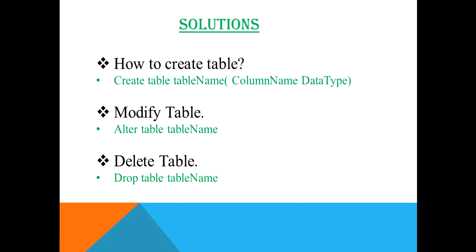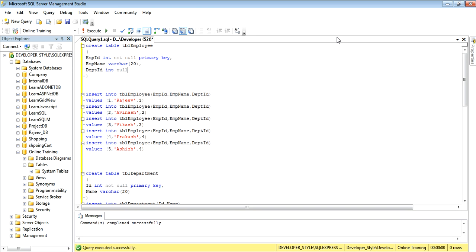So, how to create a table? We can create a table by using the create keyword, then table, and then you can specify the name of the table. Also, we have to specify the column names, so column name and data type, and then we have to specify size. So let us see that in action.